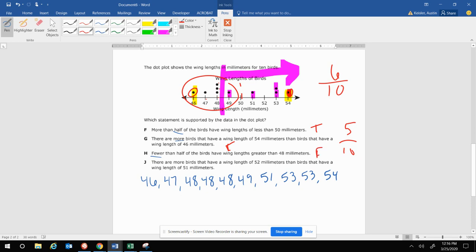And then the last one, there are more birds that have a wing length of 52 millimeters than birds that have a wing length of 51. Well, that's definitely not true because I don't have any birds that have a wing length of 52. So my answer for this problem has to be F.